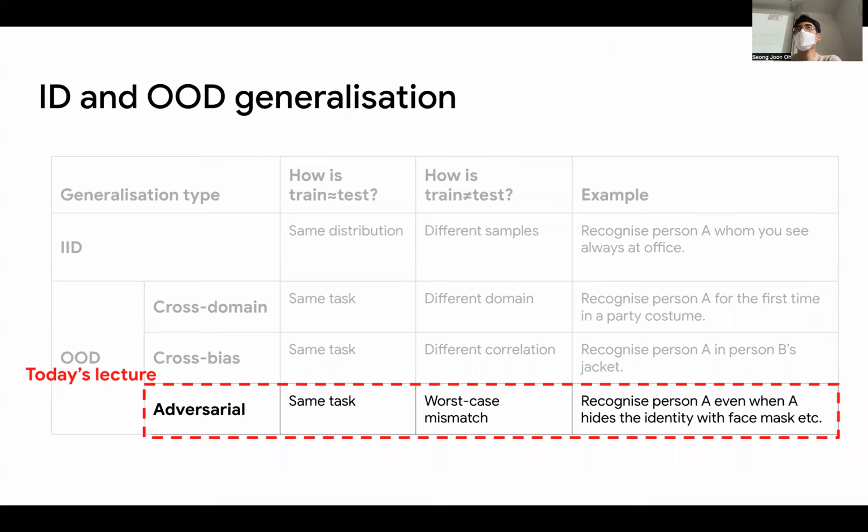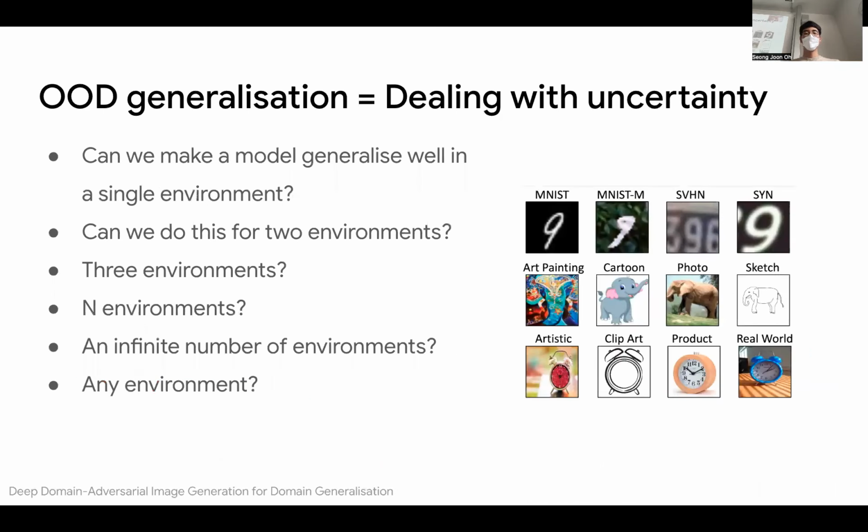Okay, let's get started for the next half of the lecture. So let's talk about adversarial generalization now. So now there is an adversary who's trying to make sure I do not recognize the object for some reason. Okay, and I wish to be able to still generalize well to these kinds of samples.